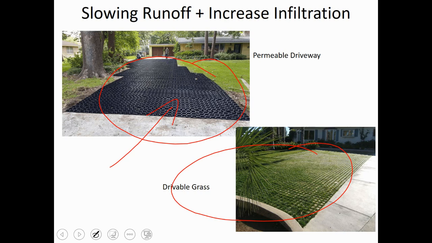So blacktop or concrete, all that water would just run right off. But with this, the water can work its way through, recharge aquifers, and obviously stop flooding at the end of a driveway or not tax the storm drain system. And this will greatly help the environment for sure. Okay, that's about it for chapter 17.